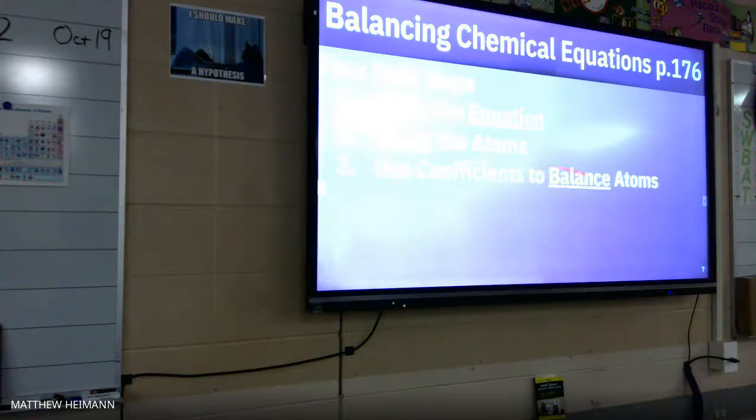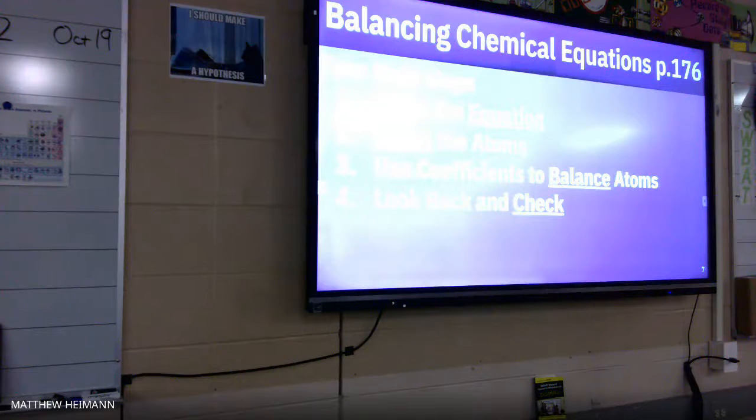Step 3, use coefficients to balance atoms. This is probably the hardest part. Raise your hand if you've ever heard the word coefficient before. Most people have. Good. In your math class, a coefficient is the number before the variable, so you multiply by it. It's really similar in science class. And then last, and definitely least, look back and check.